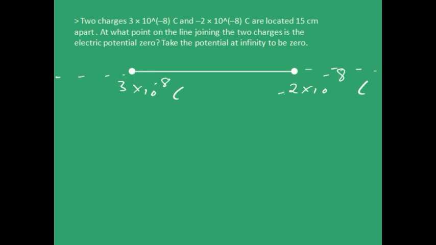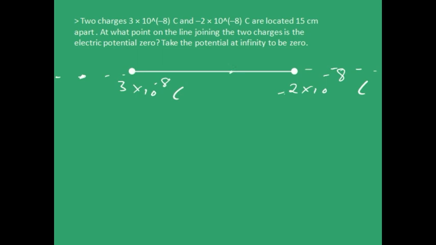Now what I know is that it can't be to the left of the positive charge, because if it is somewhere here, just look at this situation. The magnitude of this positive charge is more, and the distance of this point from the positive charge is less than the distance from the negative charge. So the magnitude of the potential due to the positive charge will definitely be greater. So there's no possibility that the potential is zero anywhere to the left of the positive charge. So I'm left with two other cases.